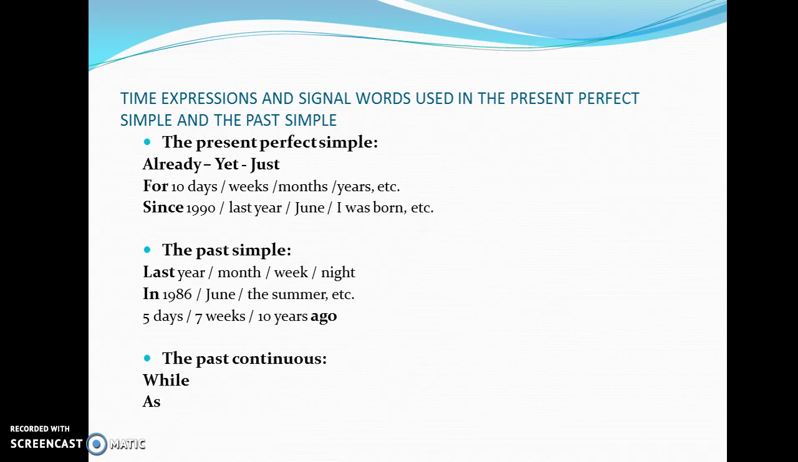Expressions that we use and signal words using the present perfect simple, the past simple, and as well the past continuous. Here we have already, yet, and just for present perfect; for and since, expressions that we use in the present perfect as well. For the past simple we use last, in, and ago: last year, last month, last week, last night, in 1986, in June, in the summer. And we have to talk about actions that happened before: 5 days ago, 7 days ago, 10 years ago. And for the past continuous, we use while and as.